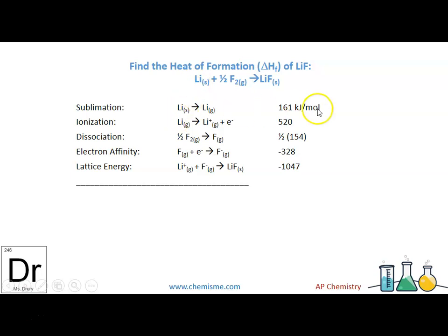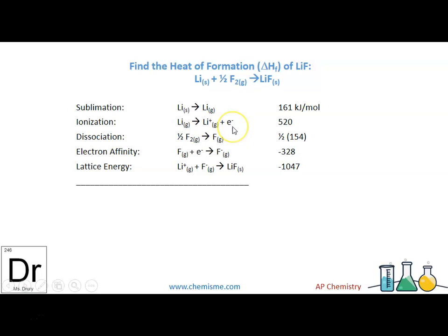First, lithium will have to sublime. I looked up the value in the reference table. It takes about 161 kilojoules to sublime. That is not very good stability-wise, as we need to put energy in to do that. Similarly, it takes energy to ionize that lithium as well. So lithium is kind of resisting this change in a way.